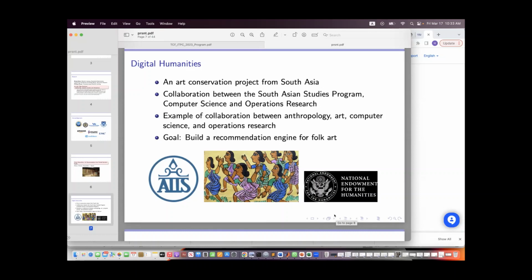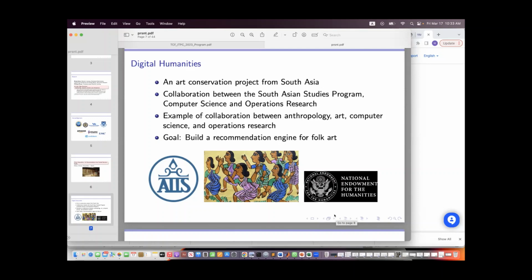It turns out that the South Asian Studies Program is very interested in collecting the scrolls, as well as documenting evidence of how the lyrics of the song are preserved and so on and so forth. So we got the American Institute of Indian Studies, as well as the National Endowment for the Humanities, interested in this project for digital humanities, and they ended up funding a fellowship for me.